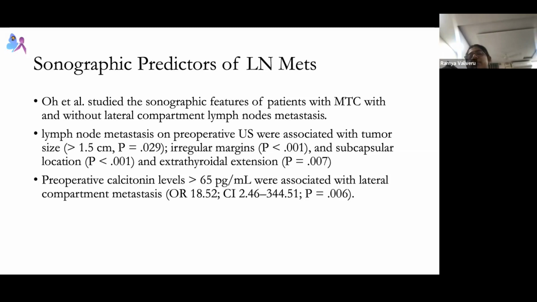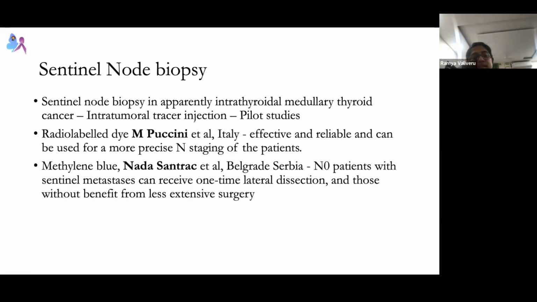This is another way to decide what kind of surgery has to be done. So if calcitonin is more than 65, then you also try to do lateral neck dissection.